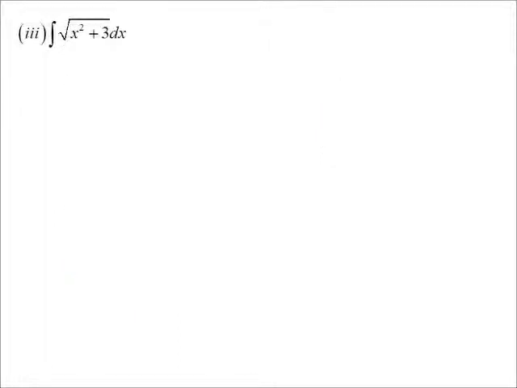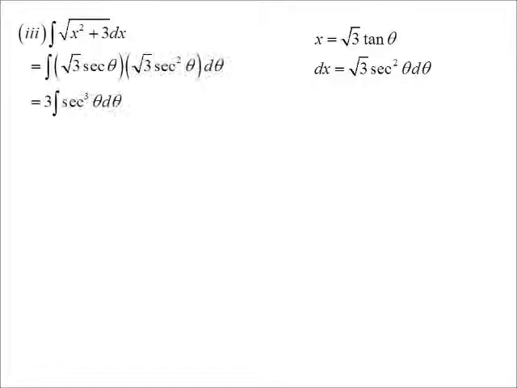So, x squared plus 3. So here's one where I'll use tan theta. In this case, it'll be root 3 tan theta. dx root 3 sec squared. So subbing it in, the root x squared plus 3 will become root 3 sec theta. The dx becomes root 3 sec squared theta. I get 3 times our lovely integral sec cubed theta that we saw yesterday.